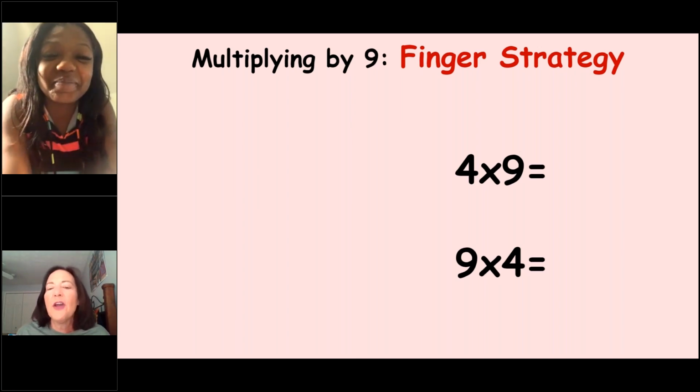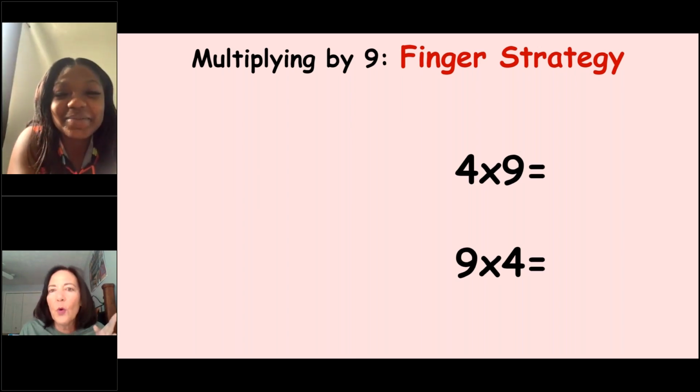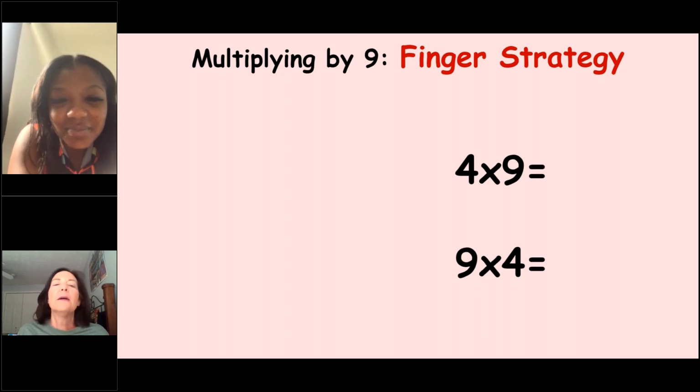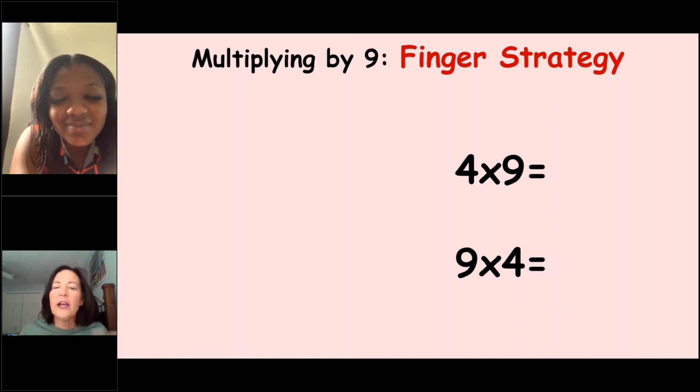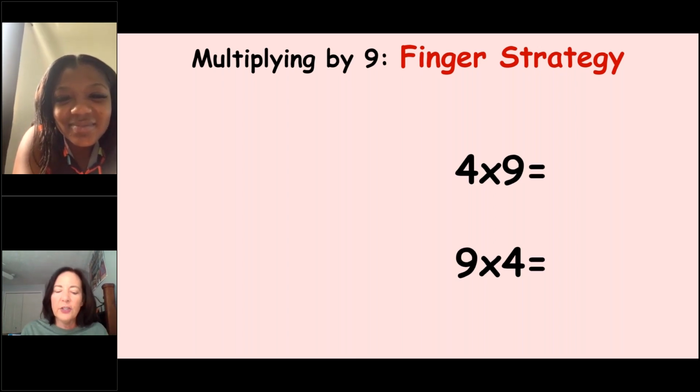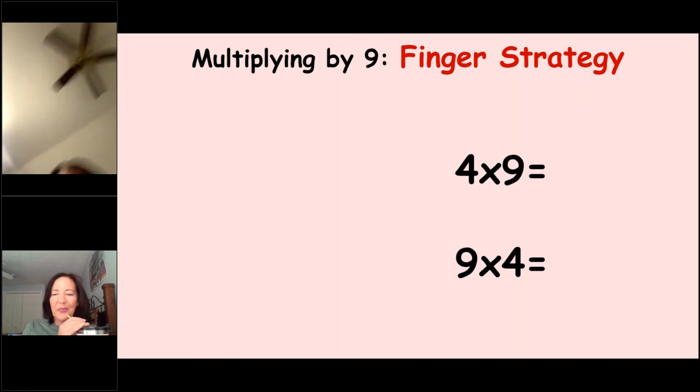So here's another one. 4 times 9, 9 times 4. It's the same problem. Use your fingers and try to figure out what 4 times 9 would be using that little finger trick. Okay.